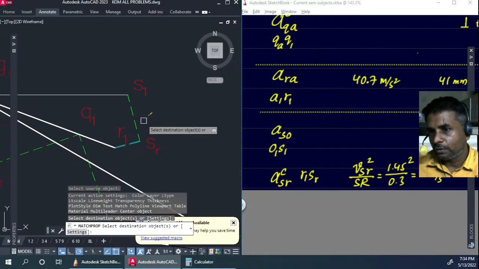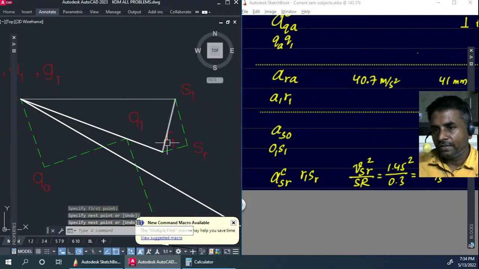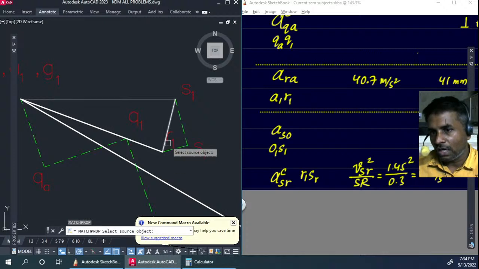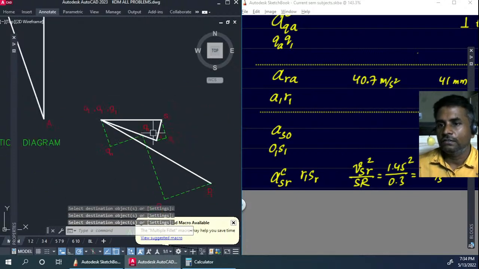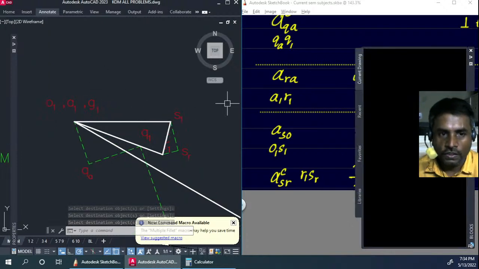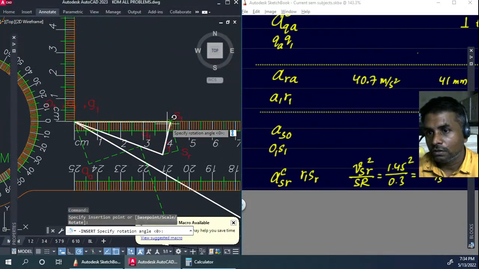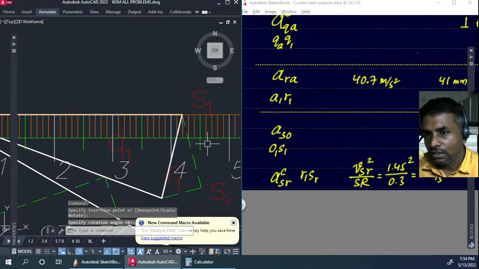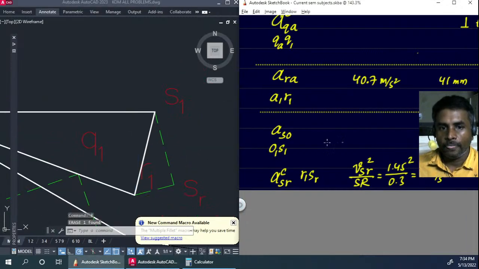So this is a temporary point. And joining this to this will give us the total acceleration of R1 with respect to S1. So these are actual final accelerations. Measuring this length will finally provide us with the acceleration of our slider. Let's see what that length is. So we're getting 42 mm, exactly 42 mm.